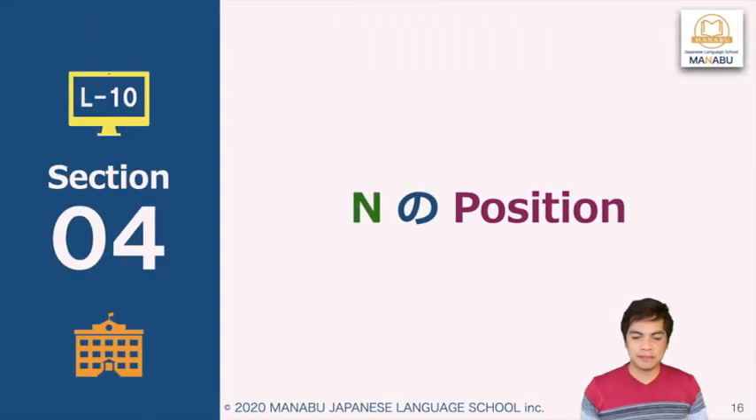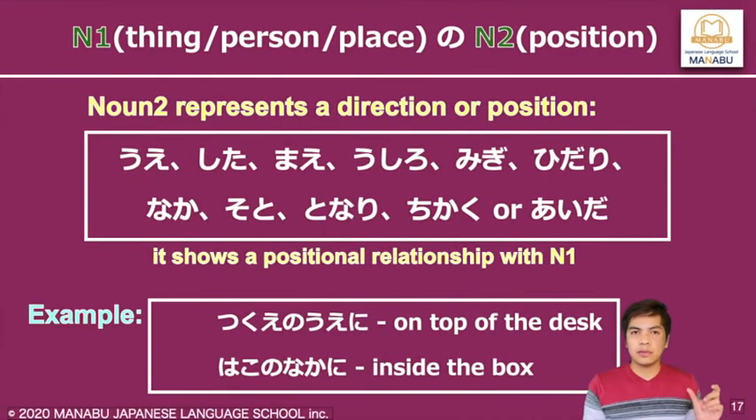Our fourth grammar point, noun no position. So this is noun 1 no noun 2. The noun 2 indicates a position. So noun 1 is a thing or a person or a place, then no position. Noun 2 represents a direction or position. For example, ue above, shita below, mae front, ushiro back, migi right, hidari left, naka inside, soto outside, tonari beside, chikaku near, or aida in between. It shows a positional relationship with noun 1.